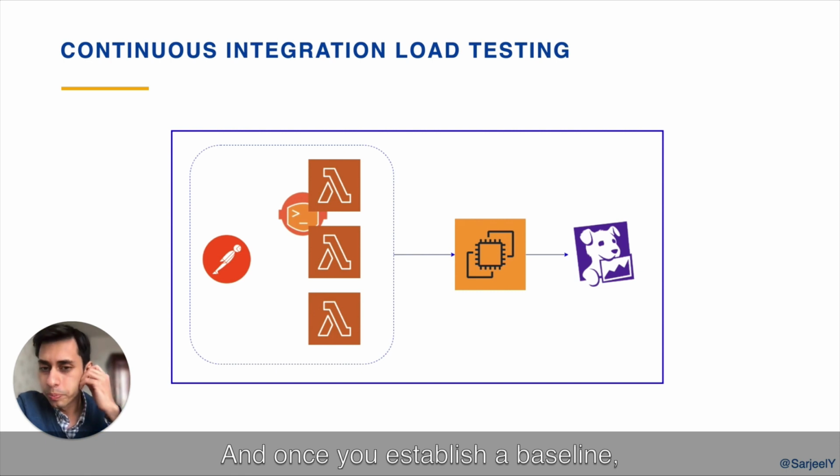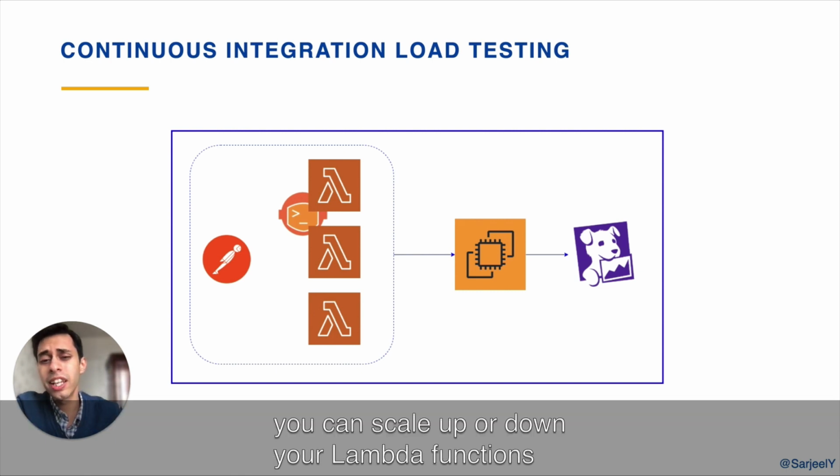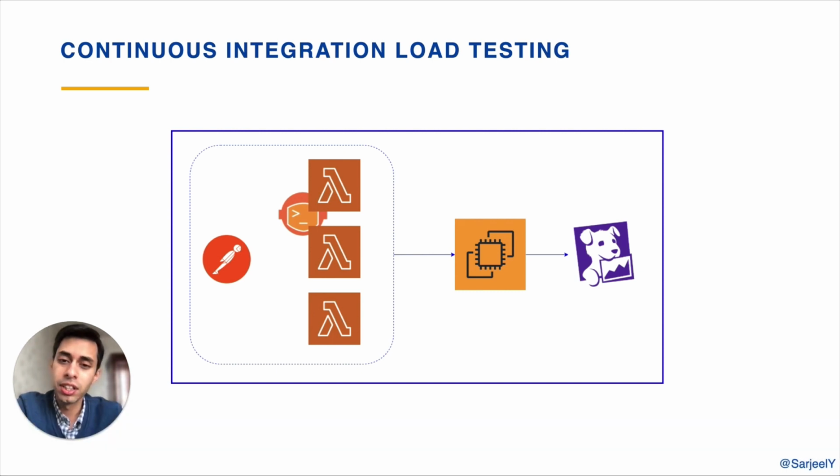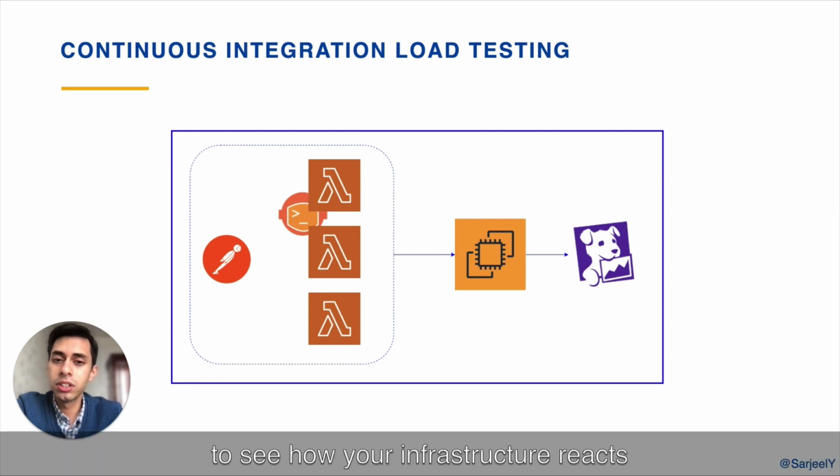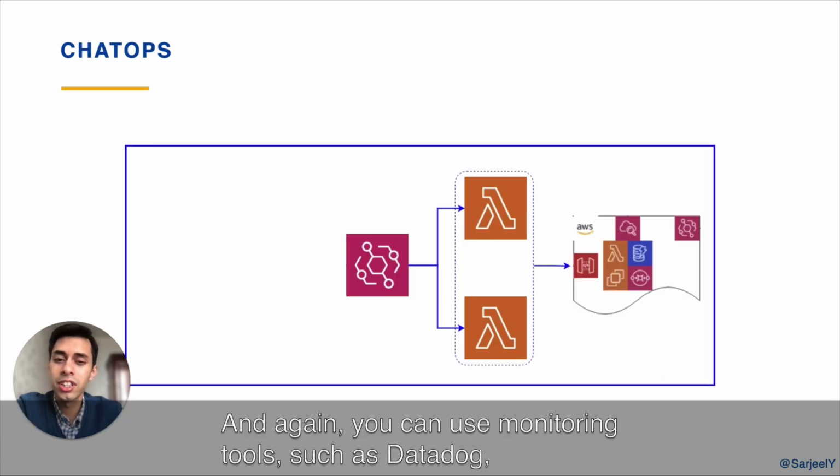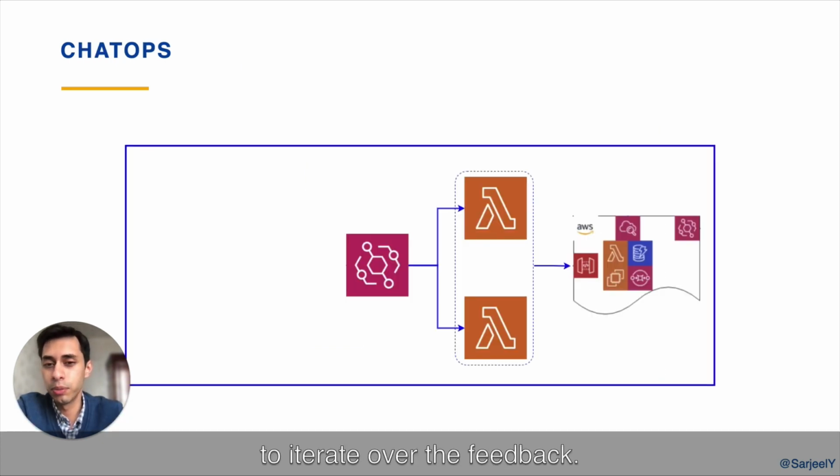And once you establish a baseline, you can scale up or down your Lambda functions to see how your infrastructure reacts to these varying loads. And again, you can use monitoring tools such as Datadog to iterate over the feedback.